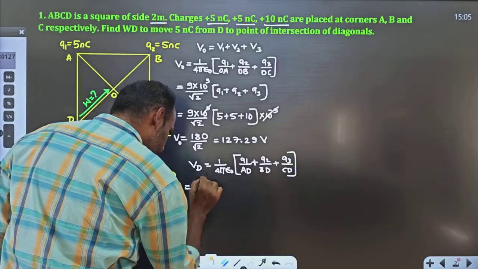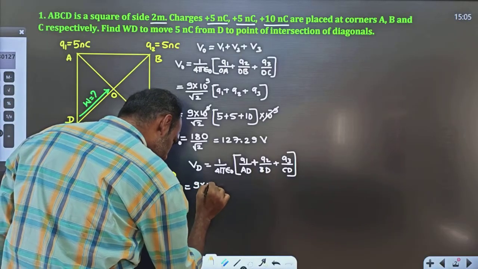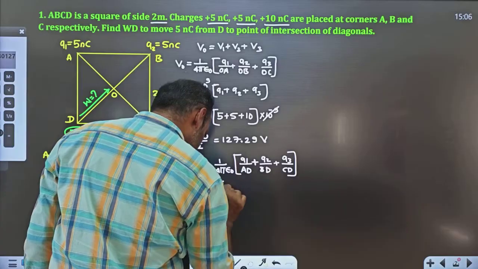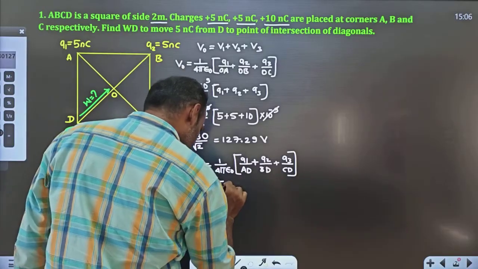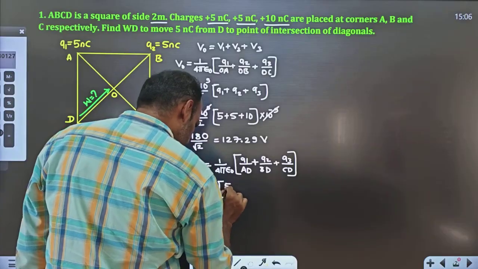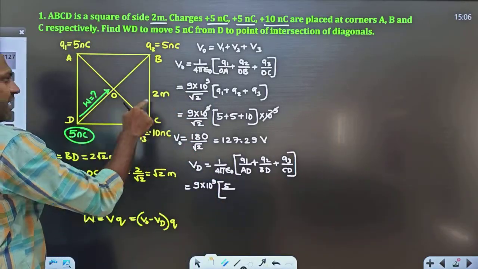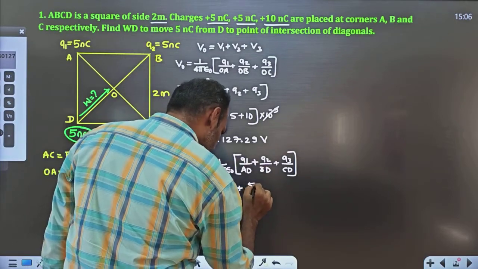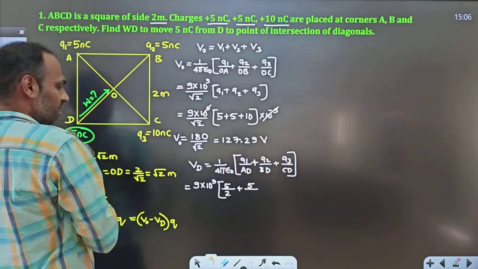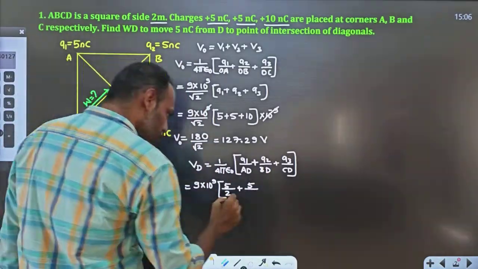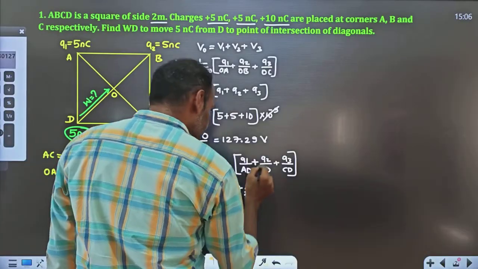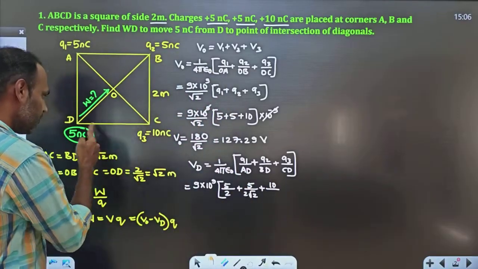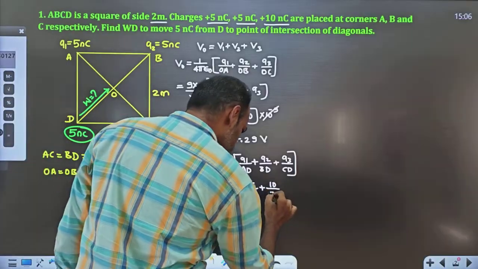Next, 1 by 4 pi epsilon naught means 9 into 10 raised to 9. Now substitute the values. Q1, how much is it? 5 nanocoulomb. So 5 divided by AD. What is the value of AD? AD is 2 meter. So I will take it as 2, plus Q2, which is 5 nanocoulomb, so 5 divided by BD. What is the value of BD? Full diagonal, it is 2 root 2, plus Q3 is 10 nanocoulomb. So I will take 10 divided by distance of Q3 from point D, it is 2 meter, so I will write it as 2.